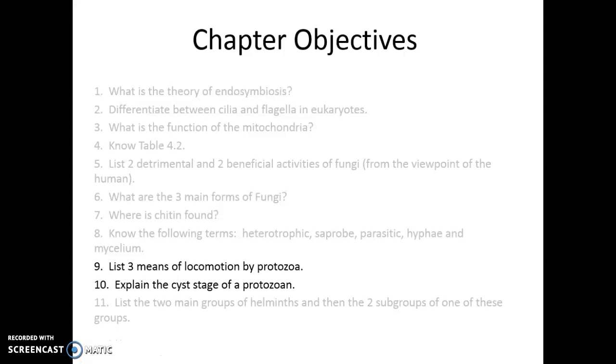Alright, here is section 4.4 for chapter 4, looking at the protozoa. For the exam questions, what you're going to need to know, or to be able to do, is list the 3 modes of locomotion by the protozoa. How do these movable, motile creatures get around? And then also be able to explain the cyst stage of a protozoa.